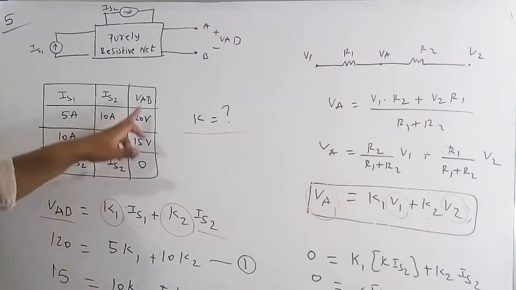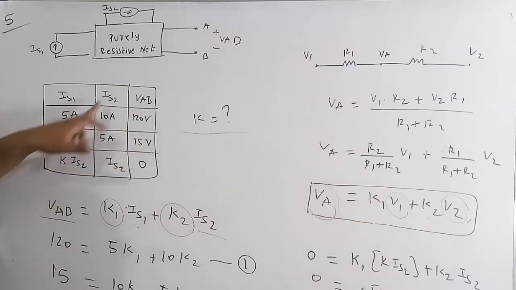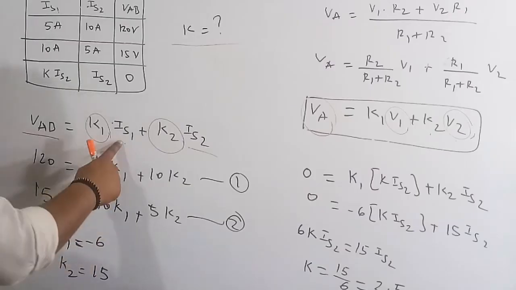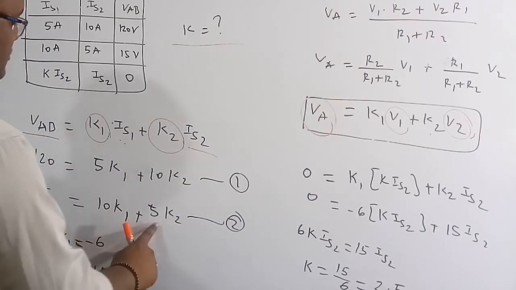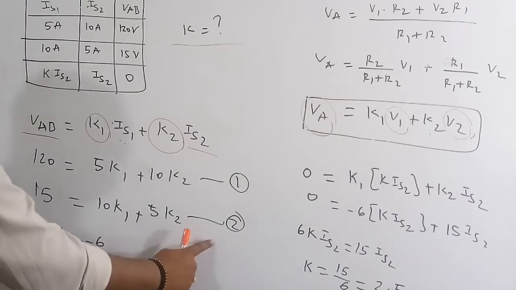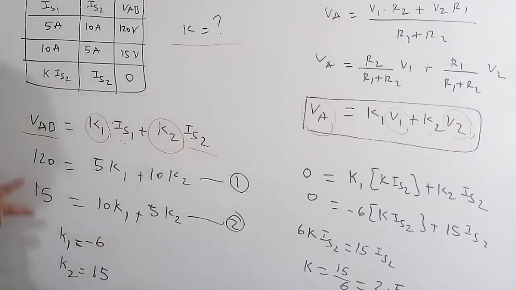Similarly, VAB is equal to 15 volt when IS1 is 10 ampere and IS2 is 5 ampere. So in place of IS1 substitute 10 and IS2 equal to 5. So 10 into K1 plus 5 into K2 is equal to 15. This is the second equation. With these two equations and two unknowns, if you solve for K1 and K2, we get minus 6 and 15.